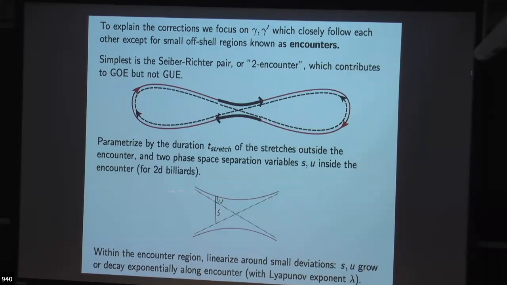What we're doing in this region inside the encounter is treating the equations of motion to linear order in small deviations of these two orbits. So in this linearized regime, these variables s and u grow or decay exponentially with the Lyapunov exponent lambda. This is what's expected for any of these chaotic systems.